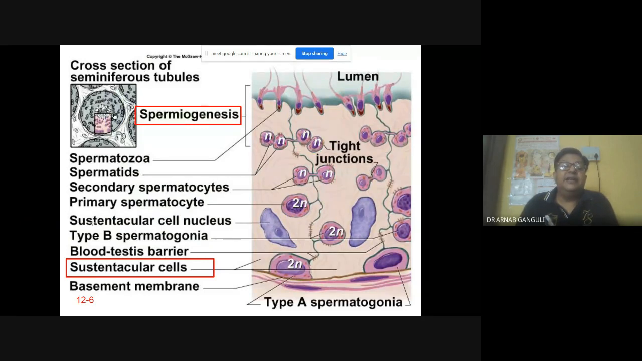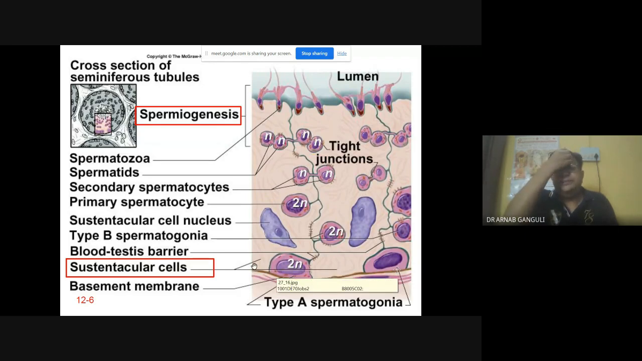You are taking a cross section, looking at a further magnification. Here you have the basement membrane and the sustentacular cells, which sustain the spermatogonia and give them enough nutrition. There is a blood testis barrier. These spermatogonia are known as type A spermatogonia, on the basis of their color. Then here it forms the type B spermatogonia.